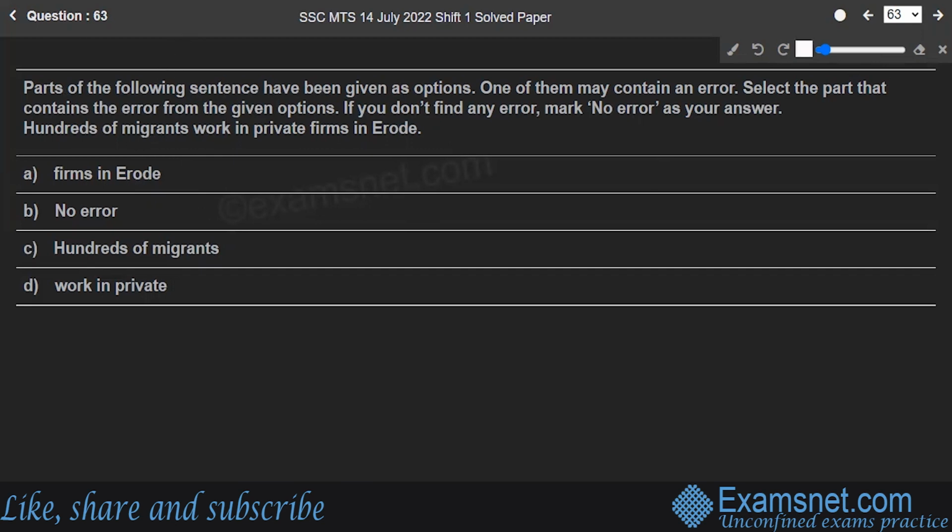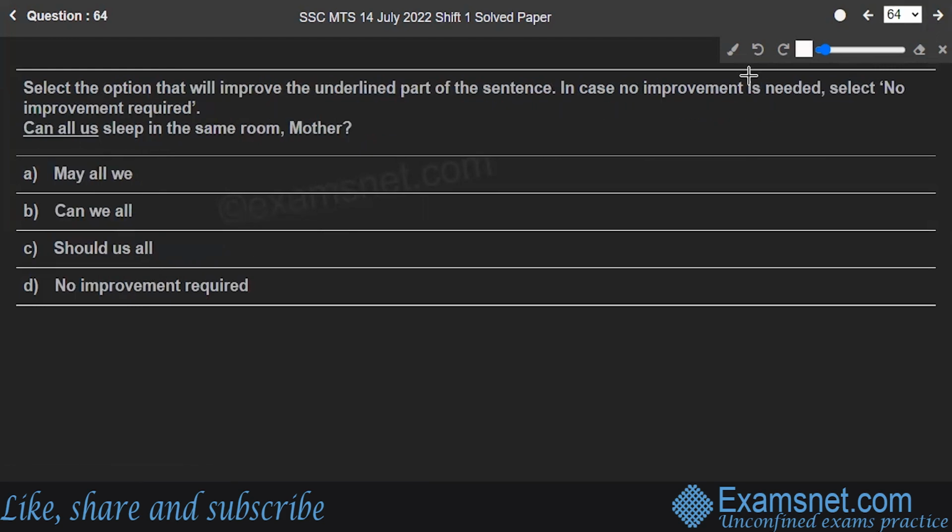See, migrants is a plural one, right? So we are using hundreds over here. That means there are so many migrants that work in private firms in Erode. There is absolutely no error in the sentence. The verb work is also in the plural form. Migrants are in the plural form. S is being associated. So everything is correct. Option B is the correct answer to the question. That is no error. Hope you're clear. Next is question number 64.